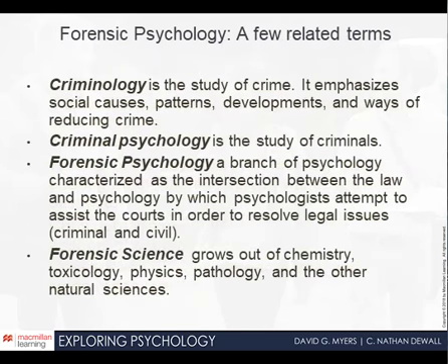Forensic psychology and a few related terms and other disciplines as well. We have criminology. It's the study of crime. It emphasizes social causes, patterns, developments, and ways of reducing crime. We have criminal psychology. It's the study of criminals. Forensic psychology, a branch of psychology characterized as the intersection between the law and psychology, where psychologists attempt to assist the courts in order to resolve legal issues, criminal and civil. And forensic science grows out of the areas of chemistry, toxicology, physics, pathology, and so on, and other natural sciences.